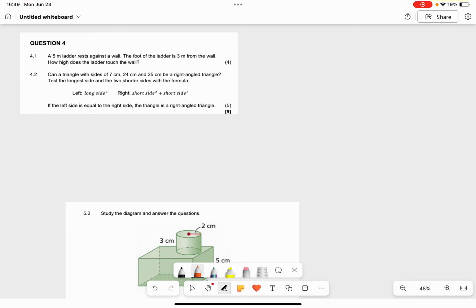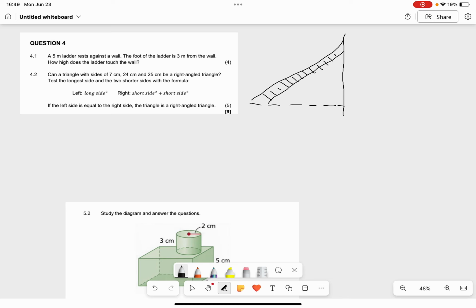Next question says this. A 5-meter ladder rests against the wall. The foot of the ladder is 3 meters from the wall. How high does the ladder touch the wall? So I want you guys to imagine, there is the wall. There is the ladder. Forgive my drawing. There's the ladder there. There's the wall. Obviously, the ground is horizontal.